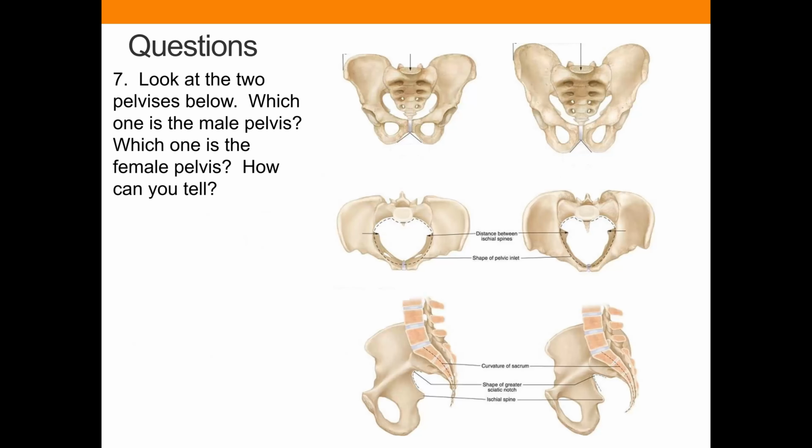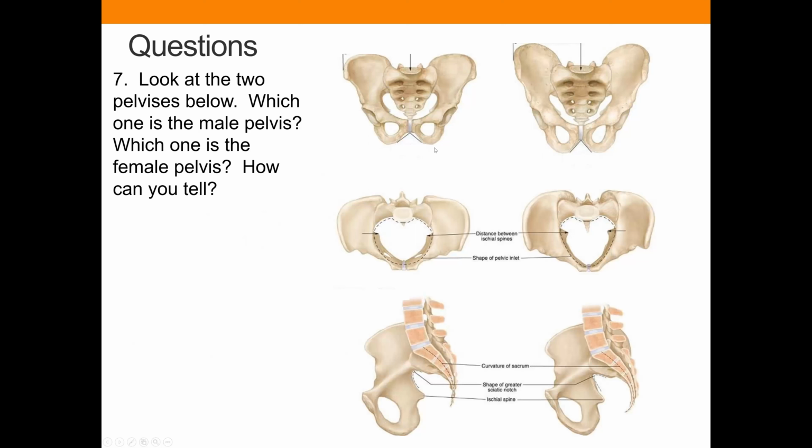Number 7, look at the 2 pelvises below. Which one is the male pelvis? Which one is the female pelvis? How can you tell? Again, just a reminder to be careful with terminology, because when we say pelvis, we are actually referring to 4 bones that are connected: the left and right hip bones, the sacrum, and the coccyx. So the pelvis refers to all 4 bones.